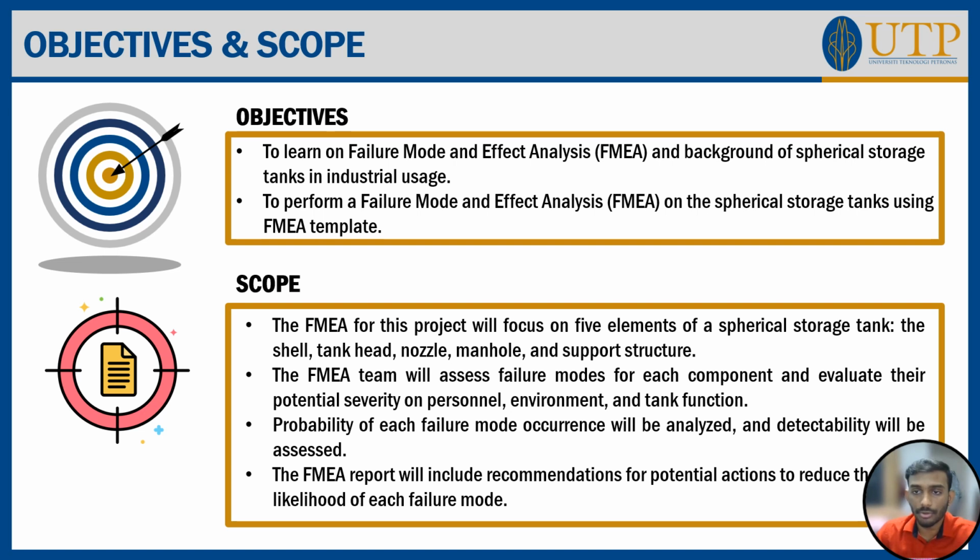The scope of the project is to conduct a failure mode and effects analysis (FMEA) on the 5 elements that comprise a spherical storage tank: the shell, tank head, nozzle, manhole, and support structure. The FMEA team will identify potential failure modes for each component and evaluate their impact on personnel, the environment, and the overall function of the tank. Probability of occurrence and detectability will also be assessed. The FMEA report will include recommendations for actions that can be taken to mitigate the likelihood of each failure mode.